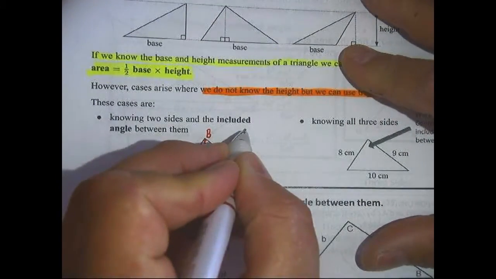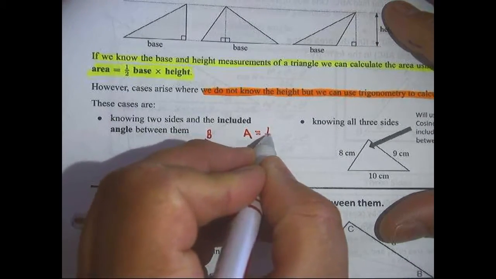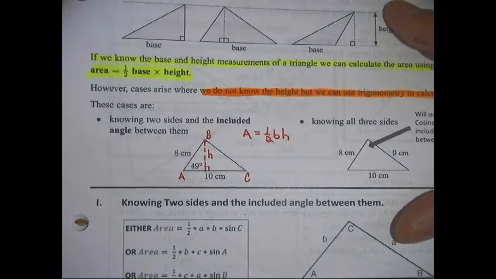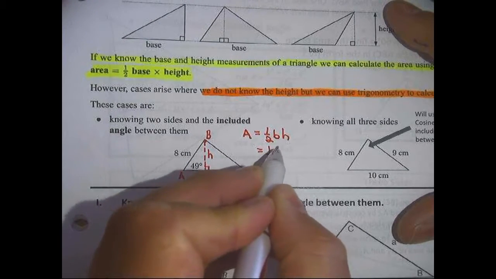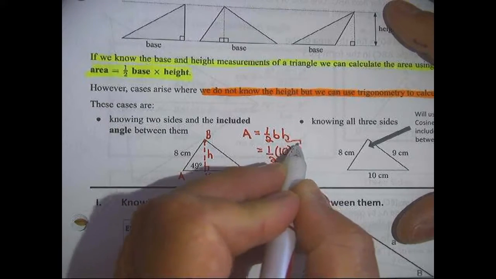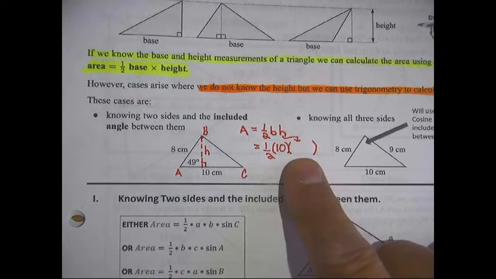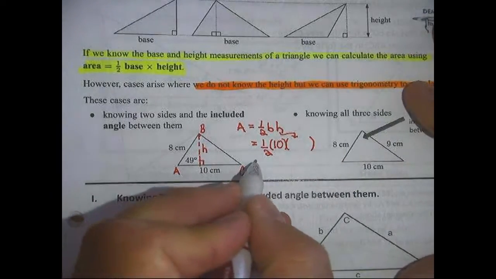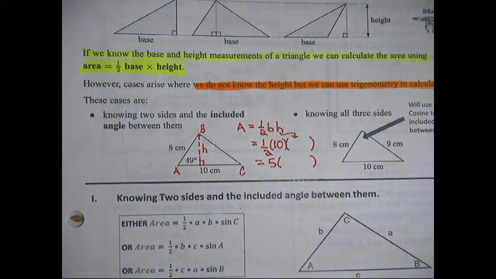All right, so we know the area of a triangle equals 1/2 the base times the height. So 1/2, we know what the base is, but we don't know the height. So we can't put anything in there. If we could, then it would be easy peasy. 5 times whatever we get for the height.